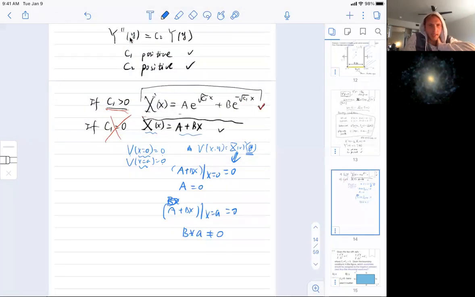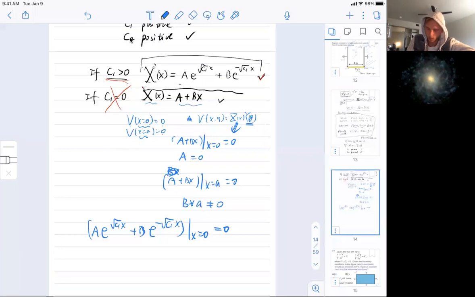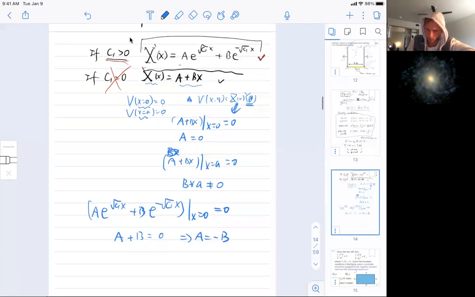At x equals 0, e to the 0 is 1, right? So a plus b is 0, which means a is equal to negative b. Okay, so this becomes a e to the power of c1x minus e to the power of negative c1x, because I changed that to a, e negative c1x.